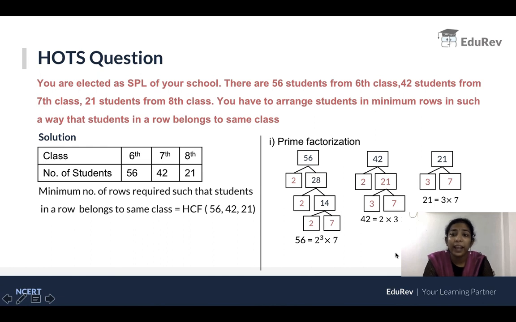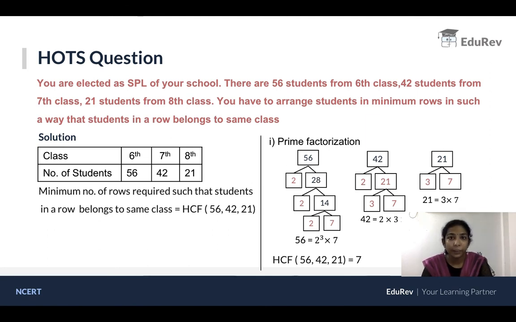Now you have to write the HCF. What will be the HCF? It's nothing but the smallest power of the common factor. What is the common factor here? All of them have 7. Only these two have 3 and only these two have 2. So you should not consider 3 and 2. And what is the smallest power of 7 here? All of them have only 1. So the value will be simply 7 to the power 1, that is 7. So the HCF is 7. That means you have to arrange students in 7 rows such that all the students in a particular row will belong to the same class.